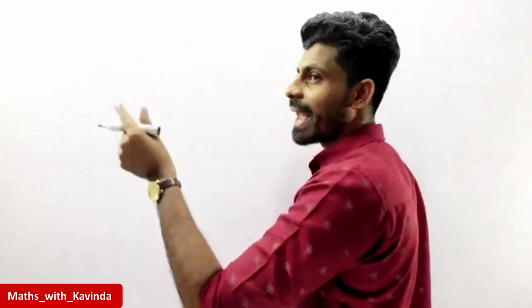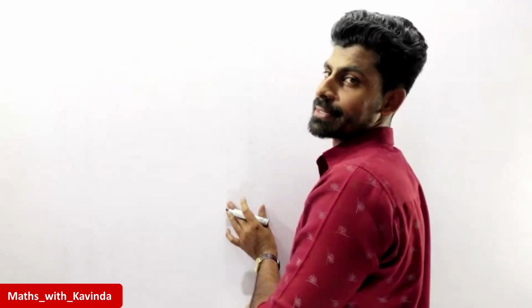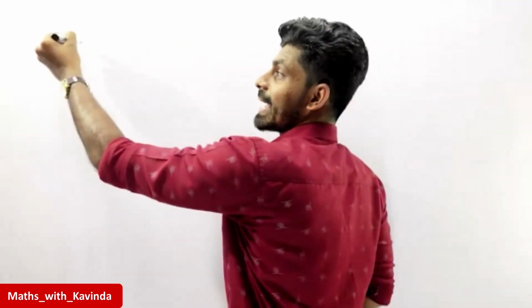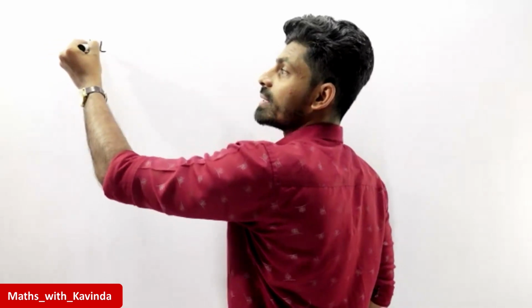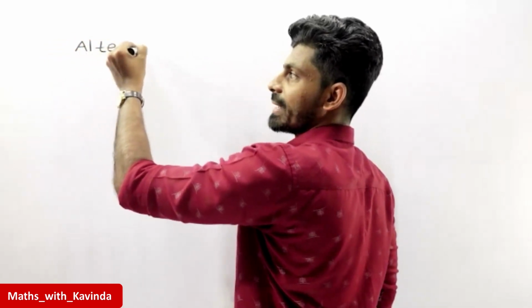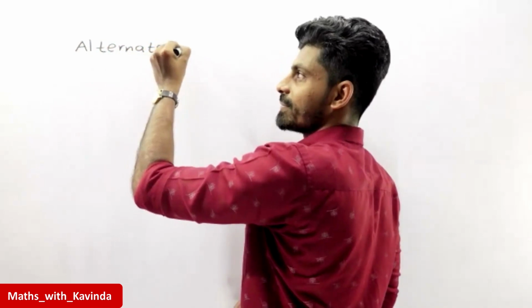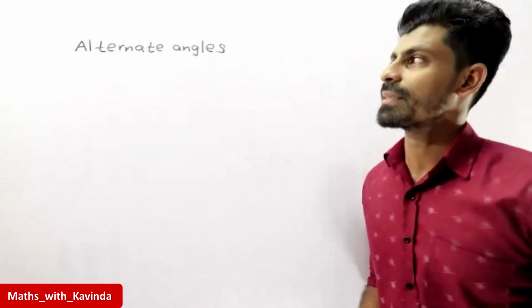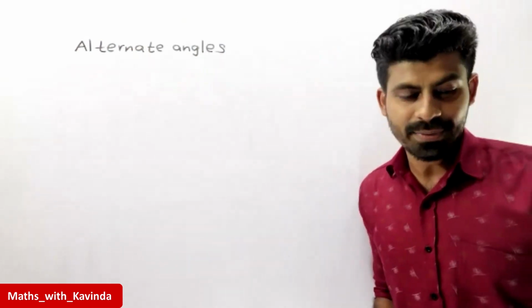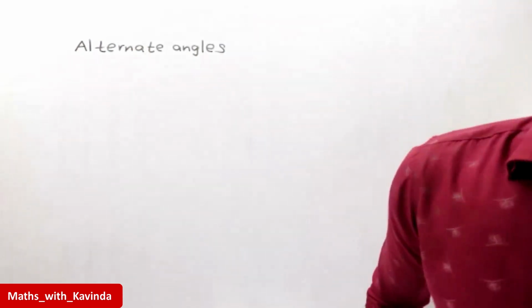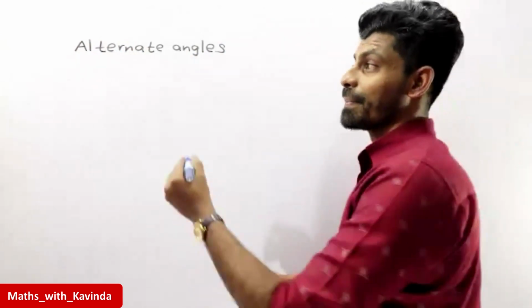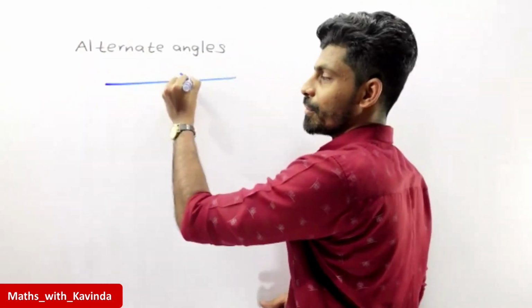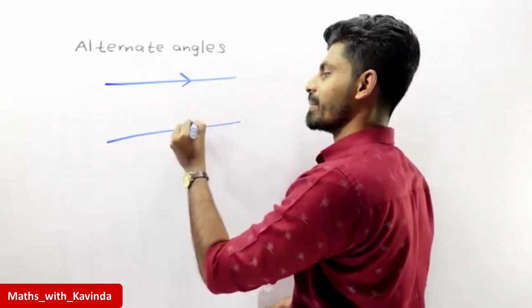What are the angles related to parallel lines? I'm taking the first angle, the alternate angles. Look at this one. Those two lines are parallel.